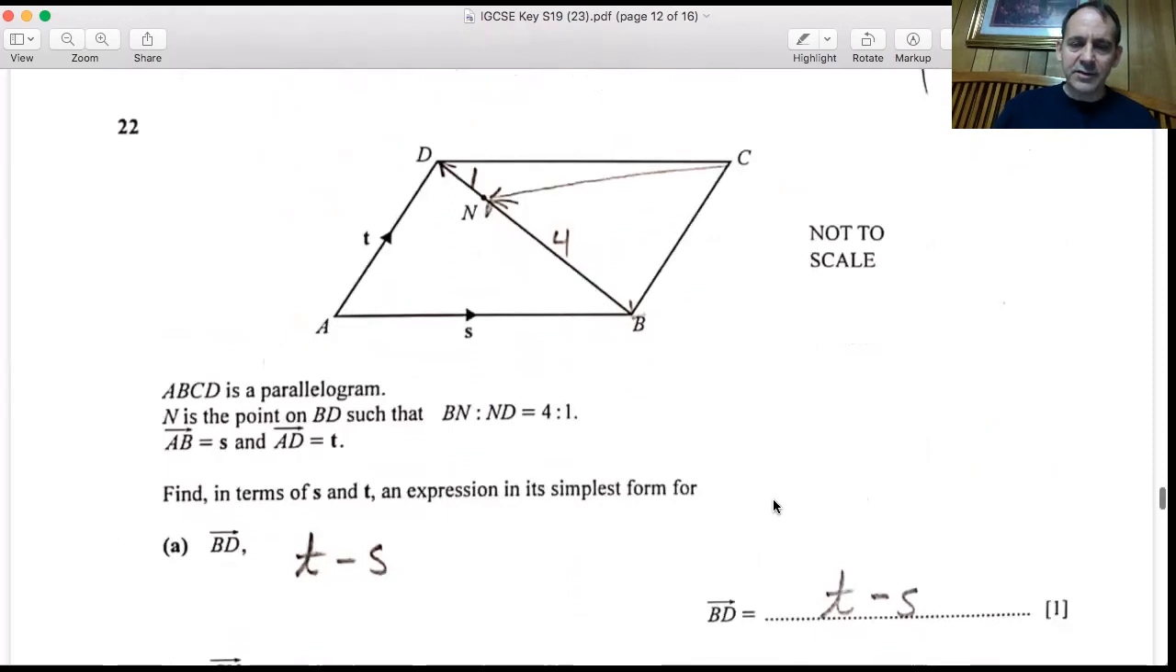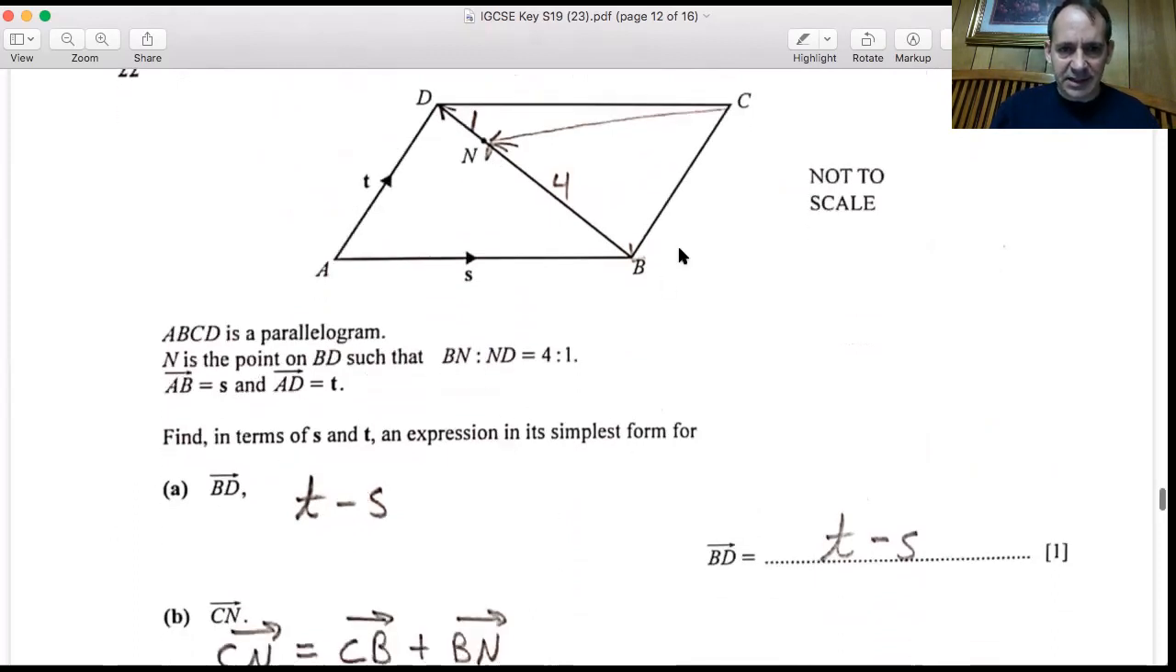Number 22 is a diagram for vectors. So we see that N is on BD such that BN to ND is a 4 to 1 ratio. We have AB as vector S and AD as vector T. Find in terms of S and T B to D. So B to D is end minus start. So it would be AD minus AB.